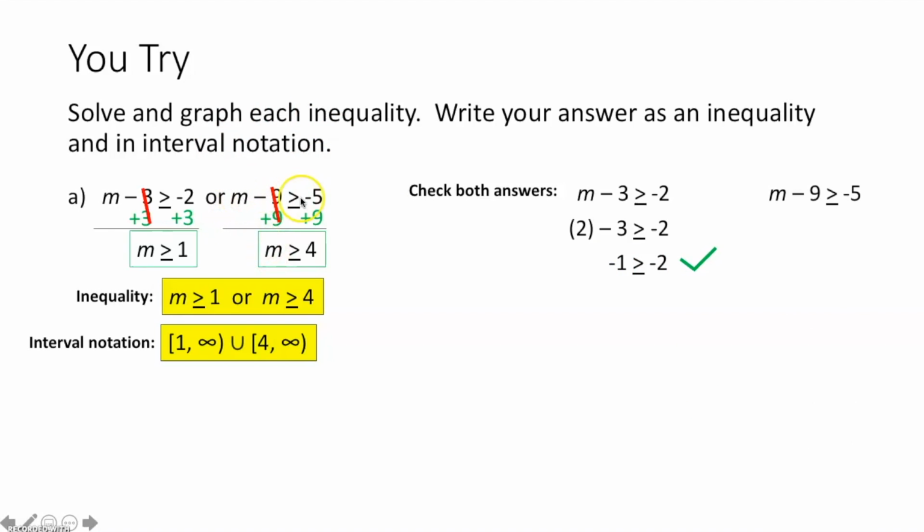So m minus 9 is greater than or equal to -5. Using my solution set that I found, I'm going to plug in an m greater than or equal to 4, so how about 5? 5 minus 9 gives you -4, and is -4 greater than or equal to -5? Yes, it is. That checks out.